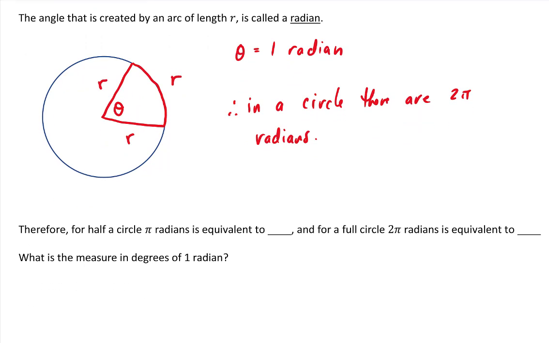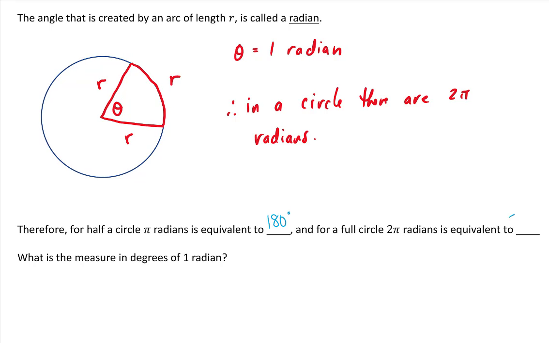So what does this mean about a radian? For half a circle, pi radians is equivalent to 180 degrees. You traveled halfway around a circle. And for a full circle, since that's 2 pi radians, that's equivalent to 360 degrees. So what is the measure in degrees of 1 radian? We know that 180 degrees is equivalent to pi radians. So using your calculator, you can show there's approximately 57.3 degrees per radian.